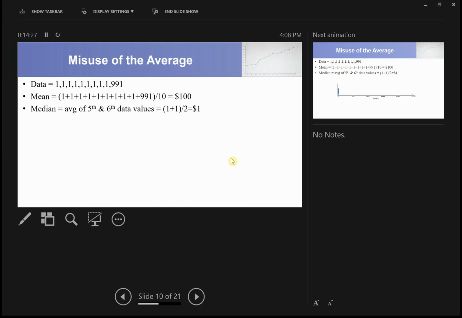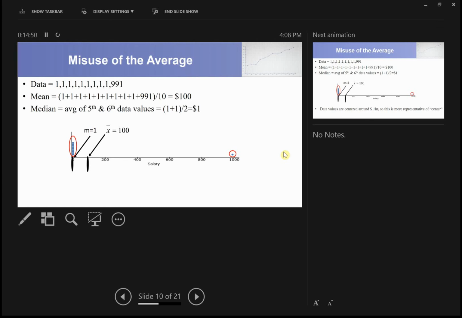Let's take a look at the data. So if we plot the data using a dot plot, right? These are the $1 an hour. You can't even see the 1 because the scale is so big, right? There's 9 values here. There's my salary up there. And here's the mean and the median.